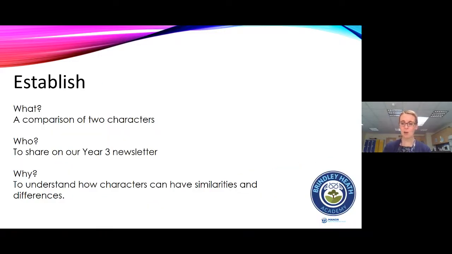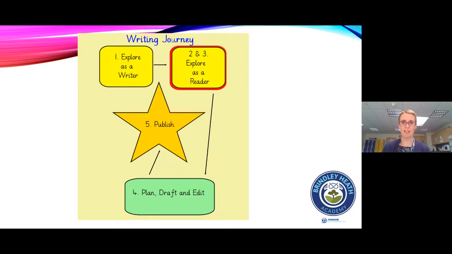Just to remind us of what we're doing, yesterday you will have looked at comparing two characters from Roald Dahl's James the Giant Peach. So we are now going to start exploring one of our characters that we're going to compare later in the week. Hopefully we'll be able to share it on our newsletter. And why are we doing it? Well, we want to understand how characters have similarities and differences. So it's to really get to grips with understanding character and how writers convey character.